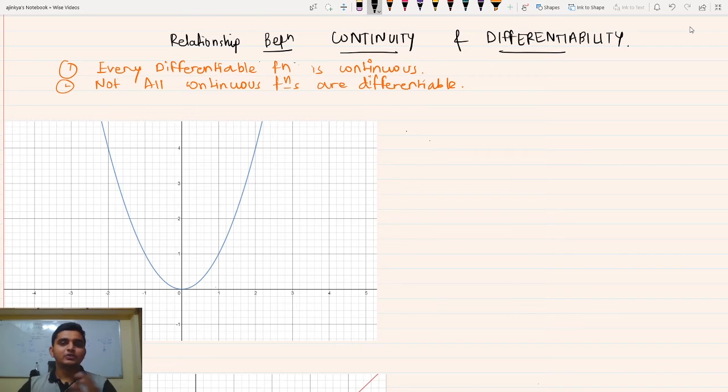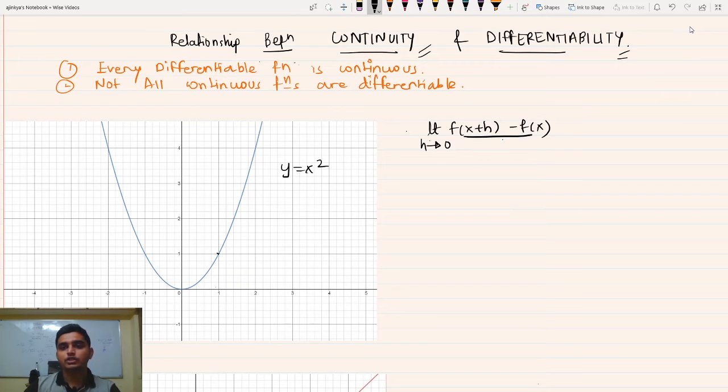In this segment, we are going to see the relationship between continuity and differentiability of a function. For example, we have taken this function, y equals x square. This graph is y equals x square, and we know that limit h tends to 0, f of x plus h minus f of x upon h, if we have this value as f dash at a particular point c, then we can say that this function is differentiable. So let's check if this point is differentiable.